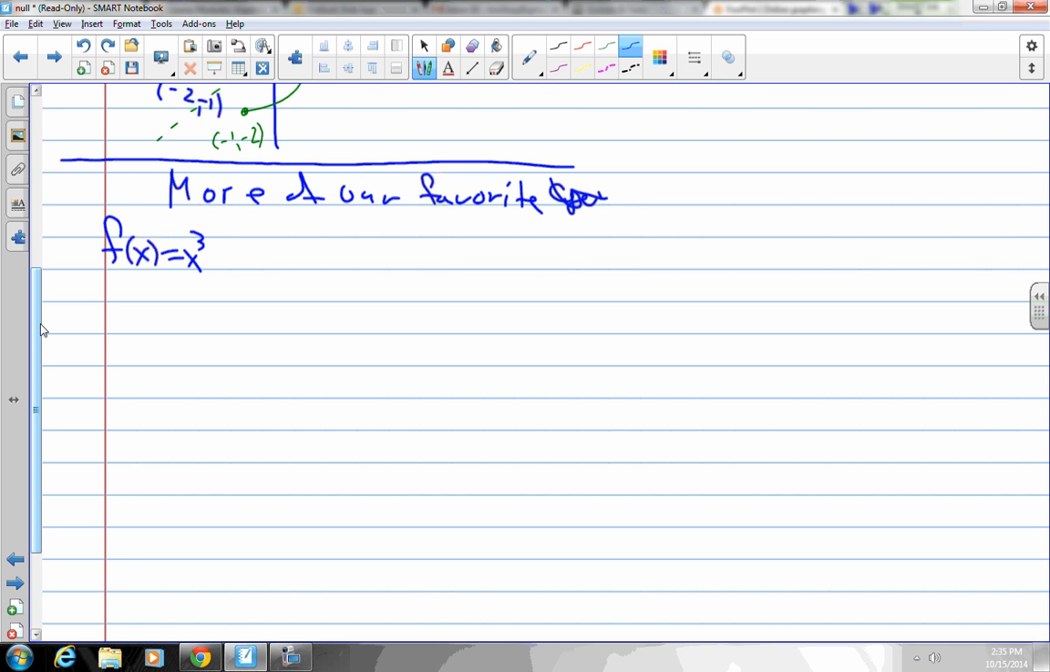Can you guess the inverse? Should be pretty easy, right? Cube root. How confident are you in your guess? Very confident. How can you be 100% sure whether that's the right guess? Yes, you do the composition. So if you do the composition, f of g of x is the cube root of x cubed. That's x, right? We're all happy.